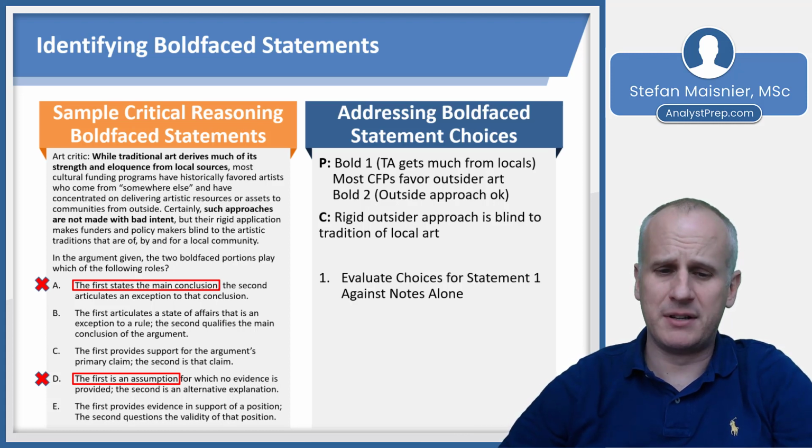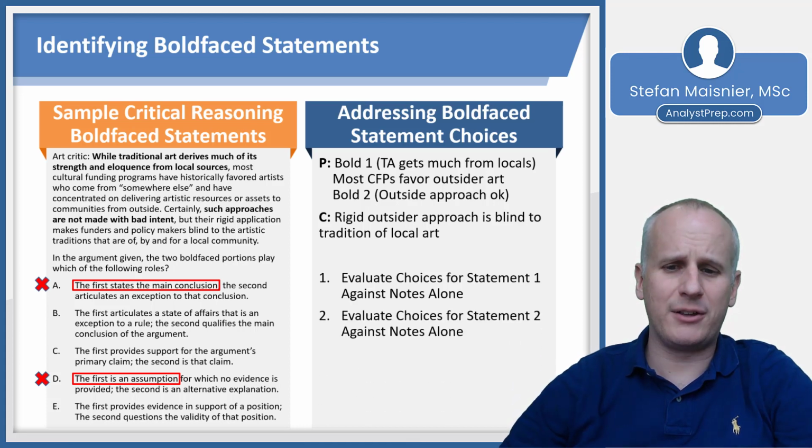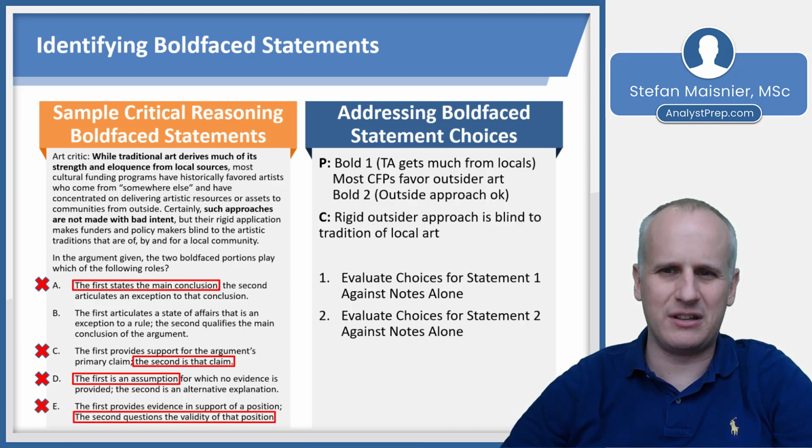Again, maybe, it's premise. Then we move to evaluating the choices for statement 2 against the notes alone. So the second qualifies the main conclusion of the argument. Now, it's not the main conclusion, but it qualifies it. It's one of those terms that you might get caught up in. But choice B, again, maybe. We'll hold on to that. Now, choice C, however, the second is that claim. We know the second is not a claim. It's actually still more premise, so C can be eliminated for that reason. And then choice E, the second questions the validity of that position. It doesn't question the validity, it actually says the approaches are not made with bad intent.